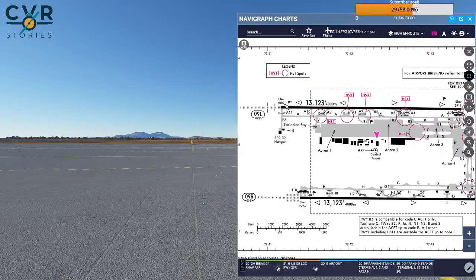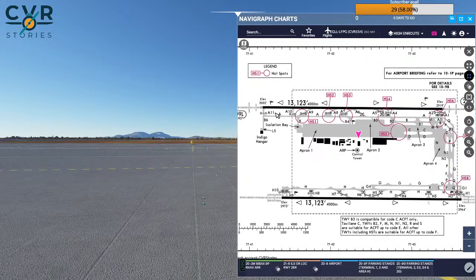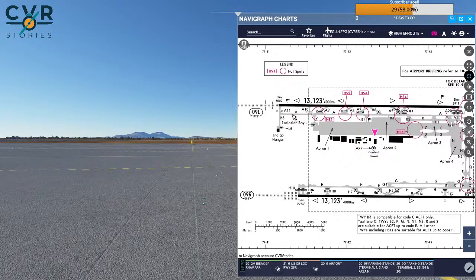How about wind directions? Yes, wind directions play an important part in determining your runway in use, right? I'll just finish this elevation first and I'll come back to your point on wind directions. So here we are talking about elevation.